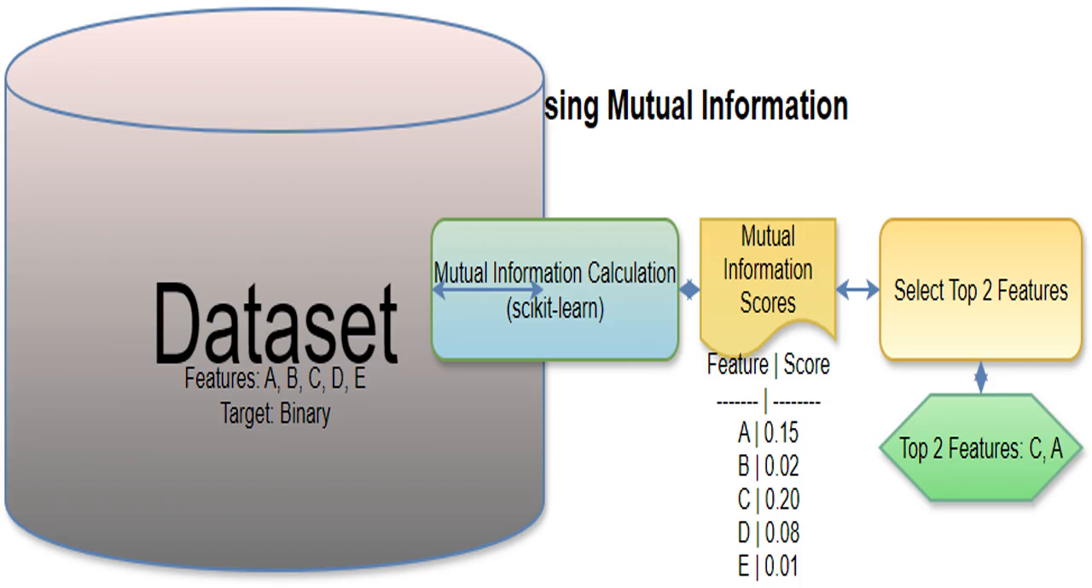I have a dataset with 5 features, which I label A, B, C, D, and E. The target variable is binary, meaning it only has 2 possible values, like 0 and 1. Think of it like classifying emails as spam, 1, or not spam, 0.